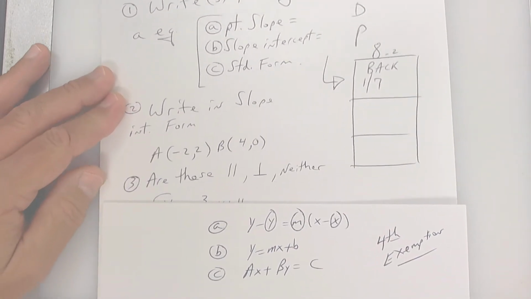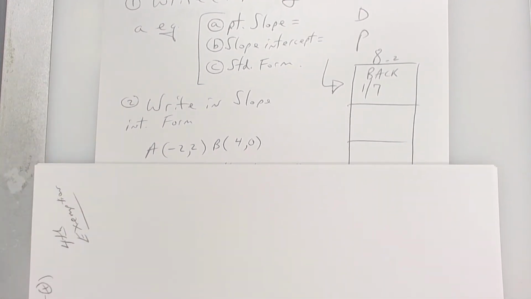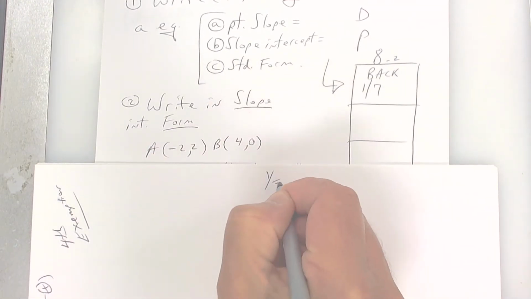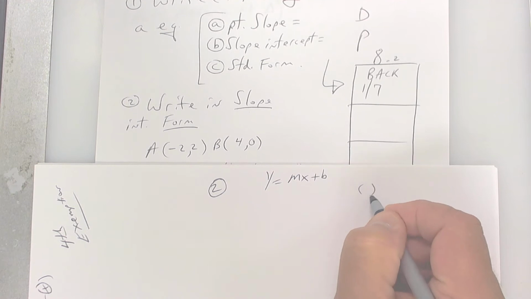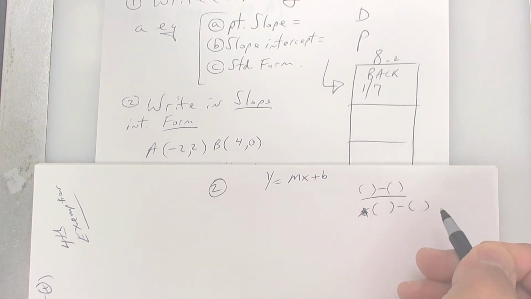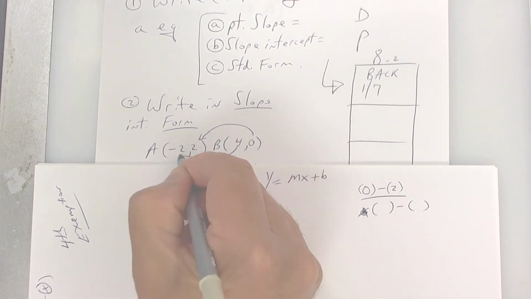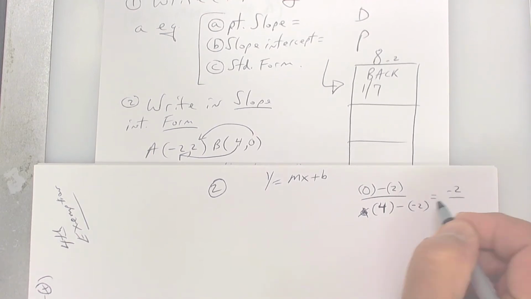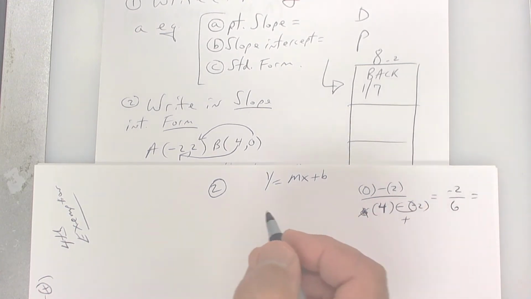Let's go on. Write in slope-intercept form. Well, to do that, you have to first know what slope-intercept form is. So put y equals mx plus b, and then put your slope, y minus y over x minus x. So go backwards, 0 minus 2, and 4 minus a negative 2. When you do that, you get negative 2, this becomes a plus, so that becomes 6, which reduces to negative 1/3.